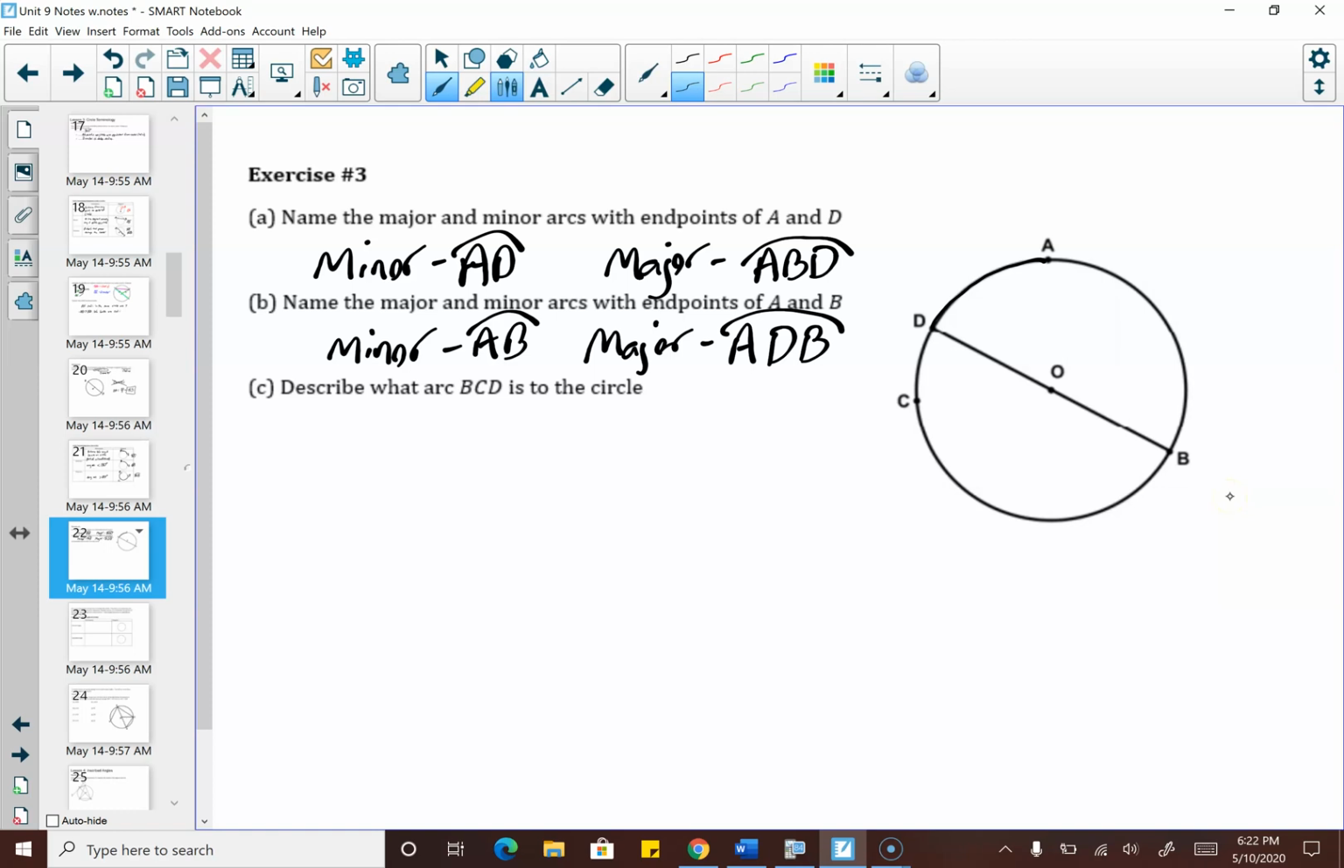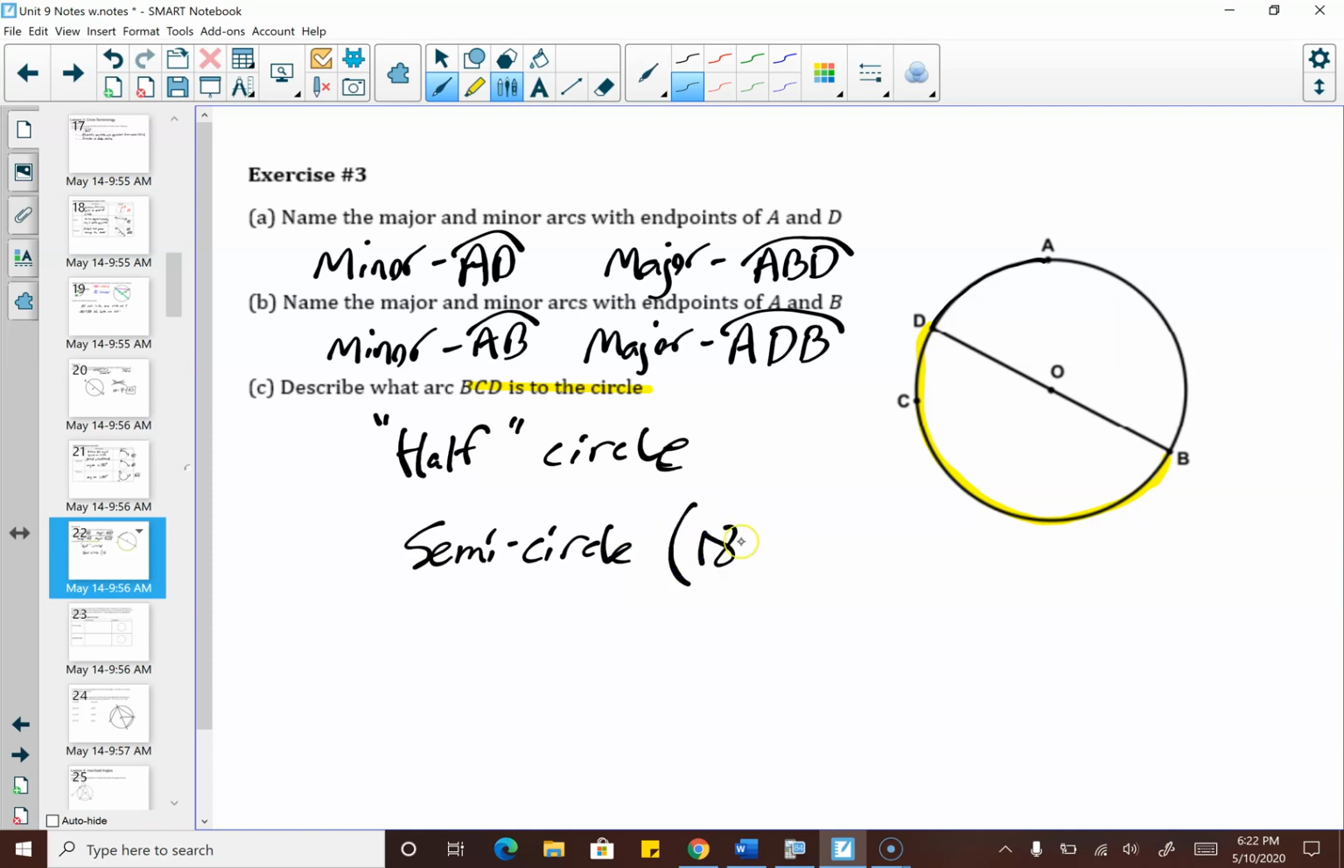Describe what arc BCD is to the circle. So this is going to be very important here. BCD, what is that? Well, that's half a circle, otherwise known as a semicircle. And a semicircle should always be synonymous with 180 degrees. So a full circle is 360, so a semicircle is 180.